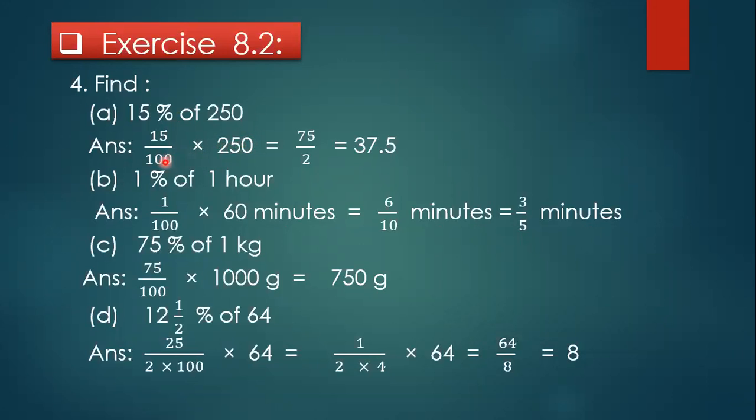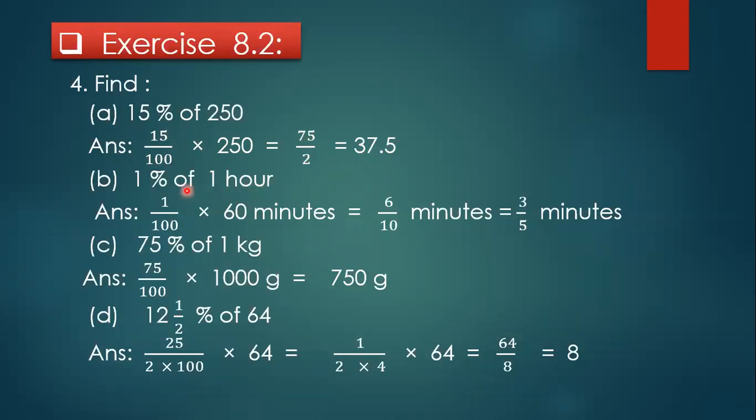Then 25 and 10, both are the multiples of 5. 5 5s are 25. So instead of 25, we can write 5. And instead of 10, we can write 2. So here 15 into 5 is 75 upon 2. You can do in any way, by direct cutting or by prime factorization. Anyway, you can do the cancellation. So the answer is 75 by 2 (37 and a half).